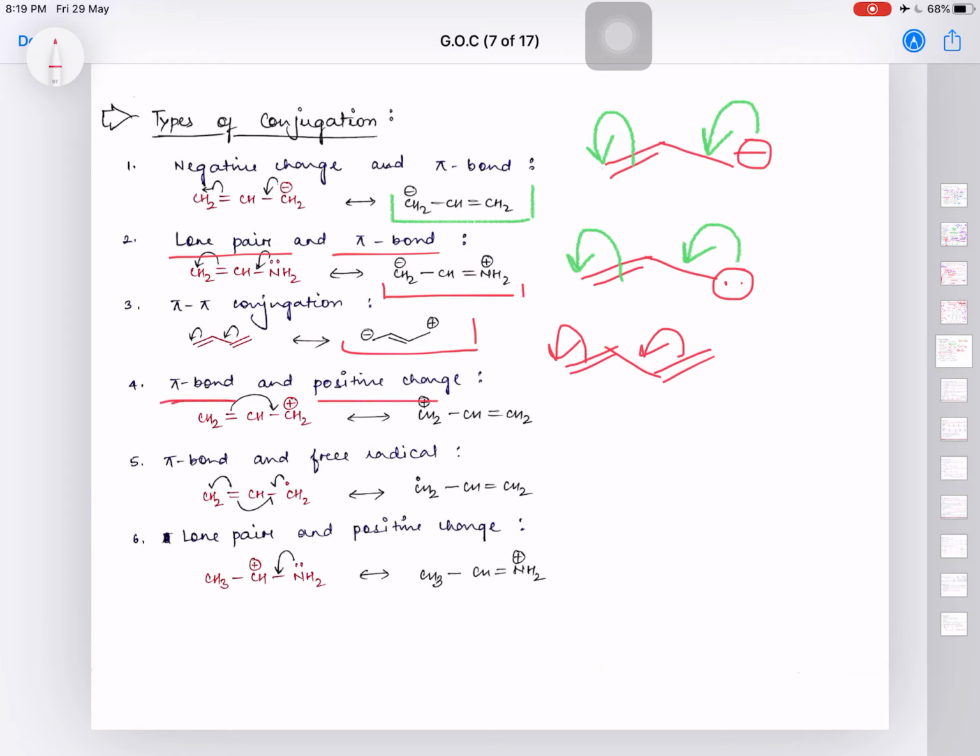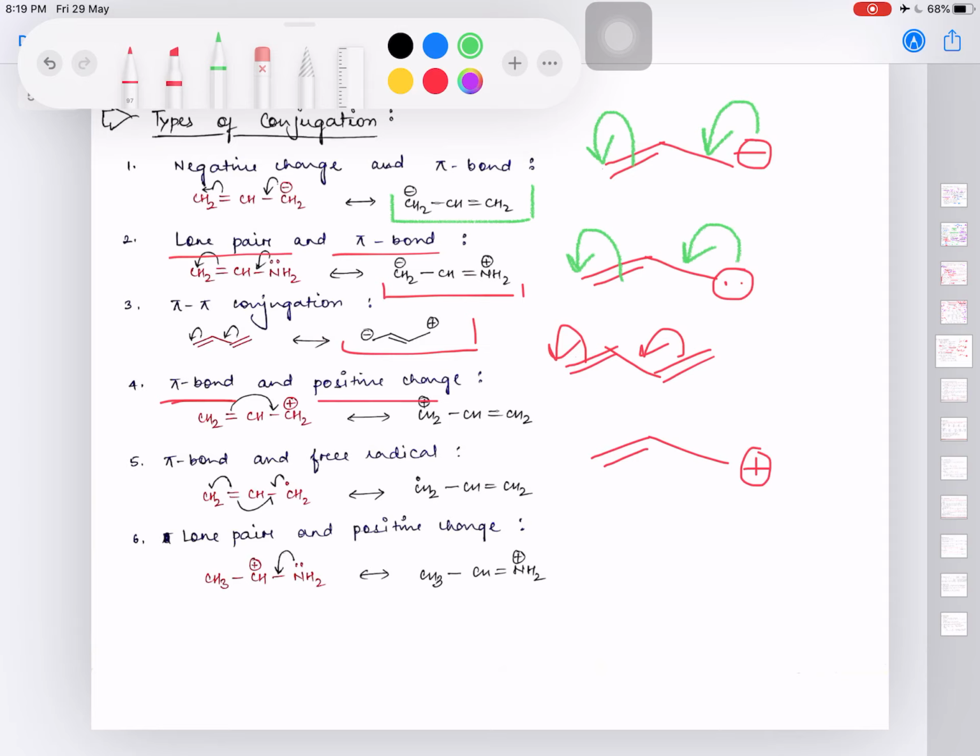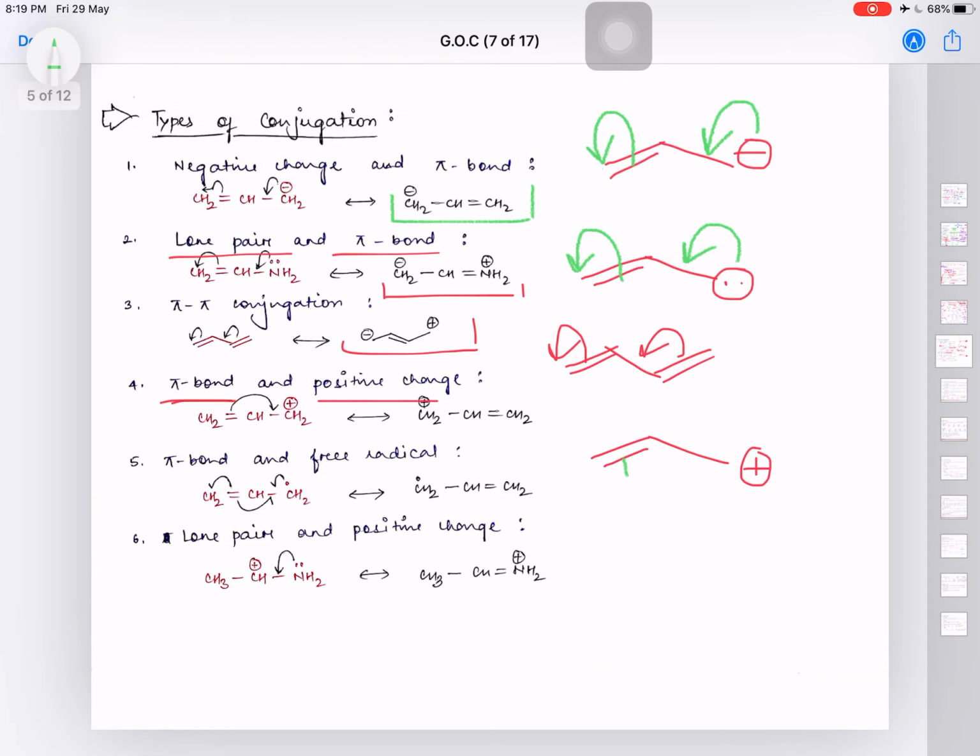The fourth one is pi bond and positive charge. Say you have a double bond with a plus charge in alternate position. Plus charge means deficient of electrons. It does not have any electrons. And double bond or minus charge means excess of electrons, or lone pair is also excess of electrons. So in this case, this pi bond will give its electrons to this single bond, and you will get this structure, which means the plus charge will come here and this position will be a double bond.